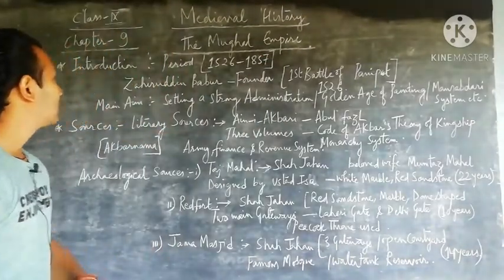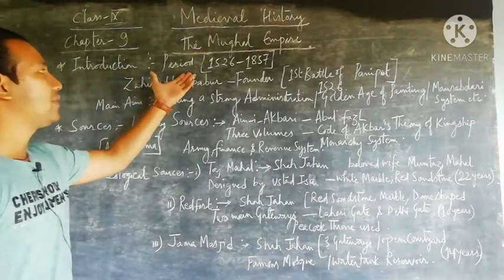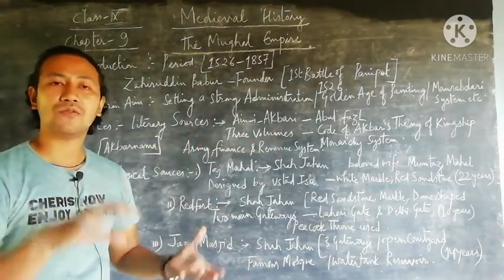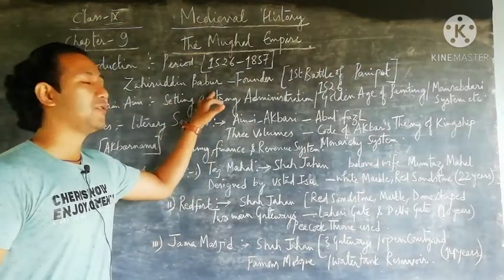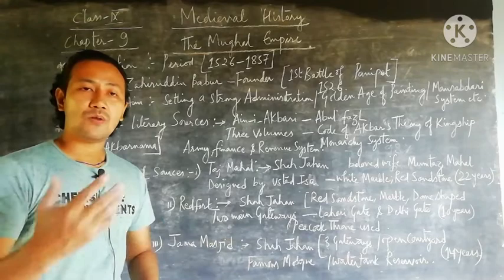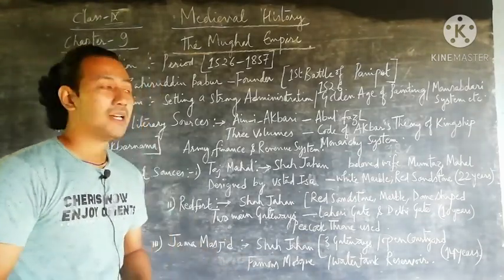So let's start the class. First, if we talk about the introduction of this chapter, we see exactly the period from 1526, where a foundation was set for this Mughal Empire by Babur, and it ended in the year 1857, where we see the last ruler known as Bahadur Shah II or Bahadur Shah Zafar.